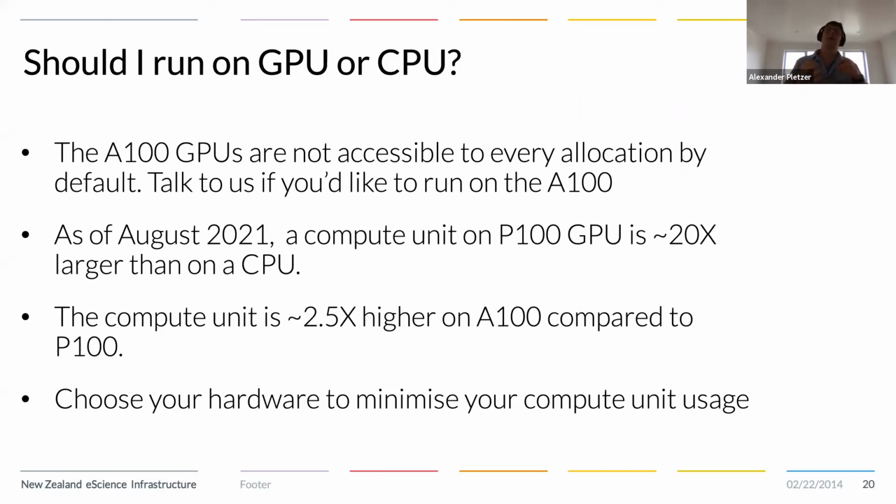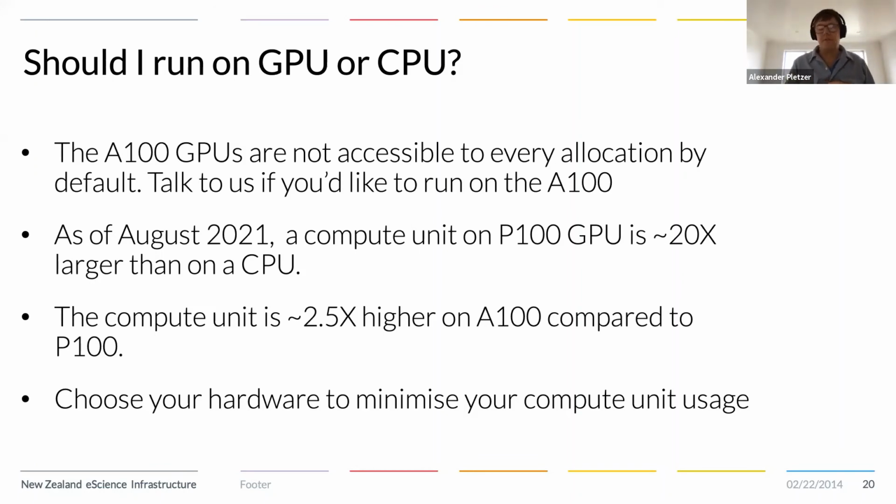But keep in mind that the A100s at this point are not accessible to every allocation by default. So you have to talk to us and try to convince us that whatever you're running could benefit from the A100. I think in the near future we will open them, the A100, after the next upgrade. But currently it's a limited resource. So choose your hardware to minimize your compute unit usage. That's essentially the bottom line here.